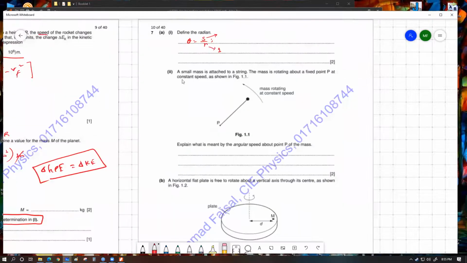Where are we? Here. Okay. Number 2 says a small mass is attached to a string. The mass is rotating about a fixed point P at a constant speed, as shown in figure 1.1. Explain what is meant by angular speed at point P of the mass. So you have to define the term angular speed.